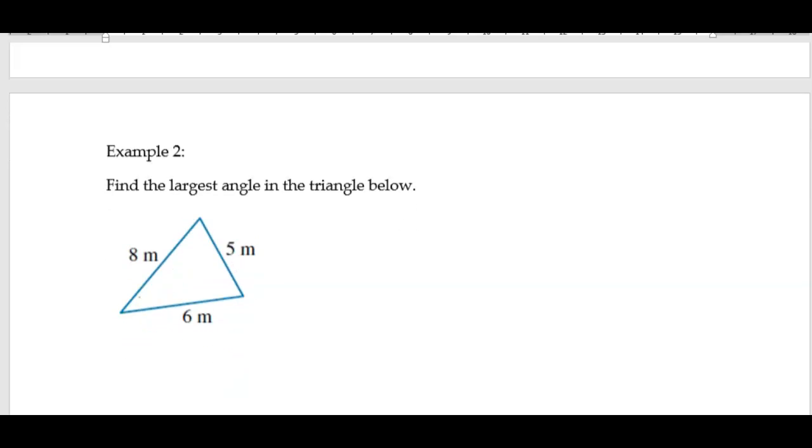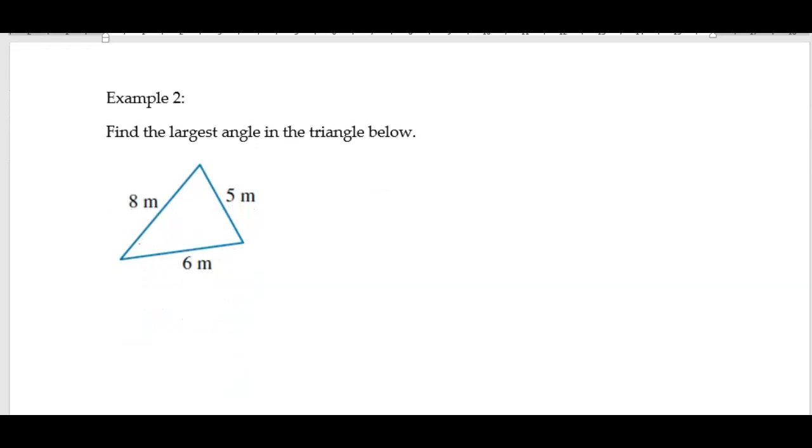Alright, moving on to a second example. This time they're asking us to find the largest angle in the triangle below. Now this has been a common question in the past VCE exams. When the question is asking us about the largest angle, the largest angle is going to be opposite to the largest side in the triangle. In this triangle, the largest side length is 8 meters. So the angle that we're going to be finding is this one here.